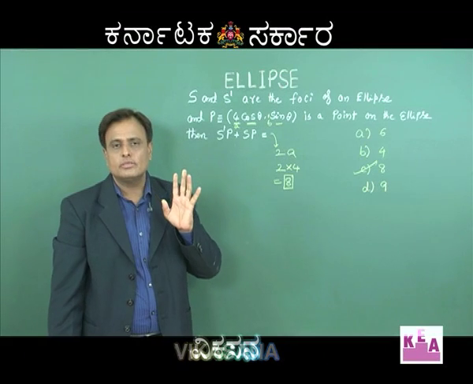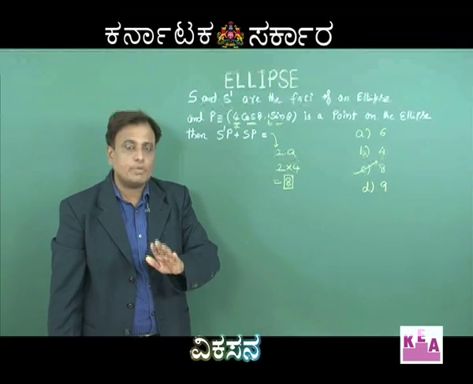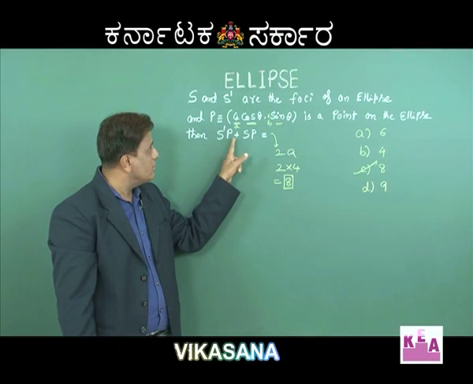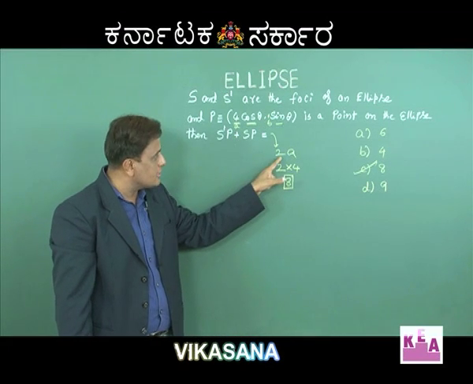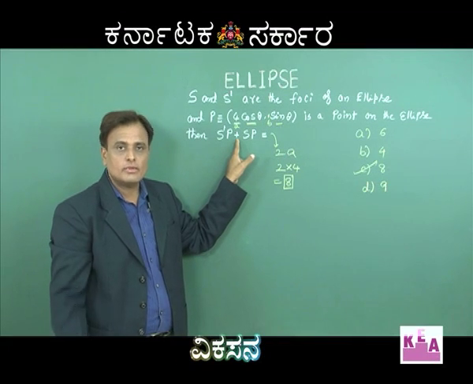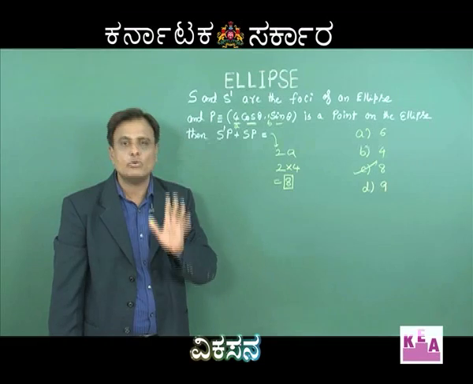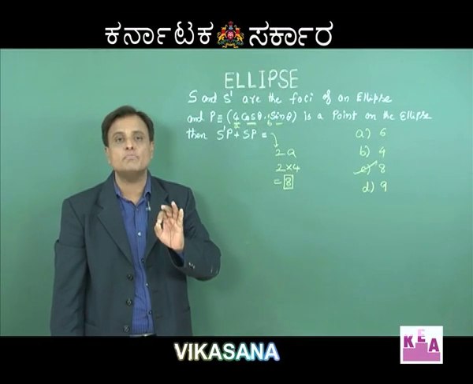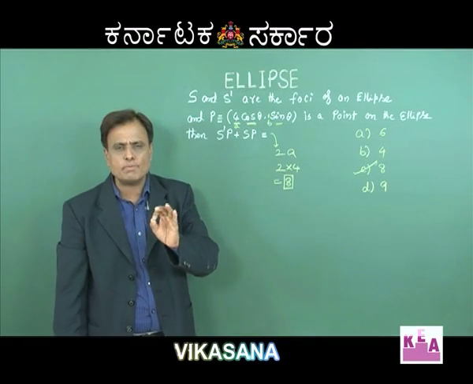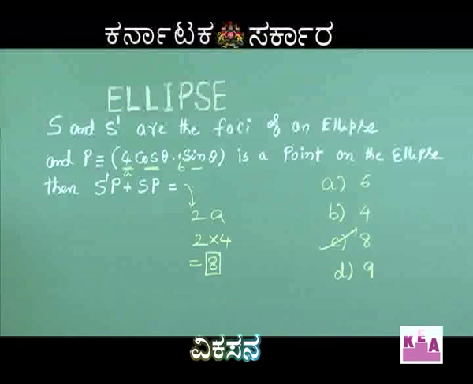Further, a small note for you: the same question may be asked for the hyperbola, but in the hyperbola the answer will be the difference of the focal distances. In the hyperbola, S dash P minus SP is always equal to 2a. Please note down these 3 important points to solve these simple examples. Please note down this example properly and practice some examples of this nature.